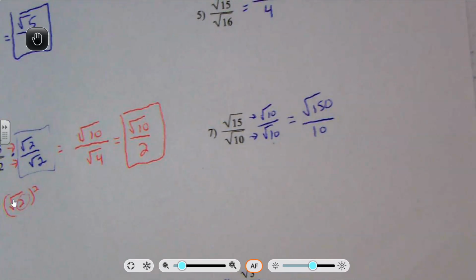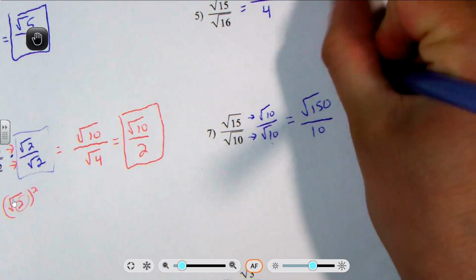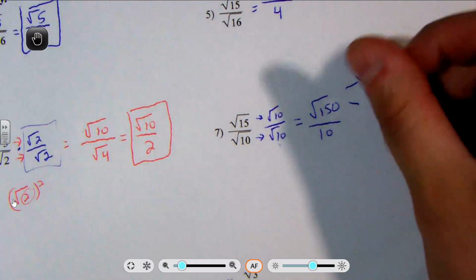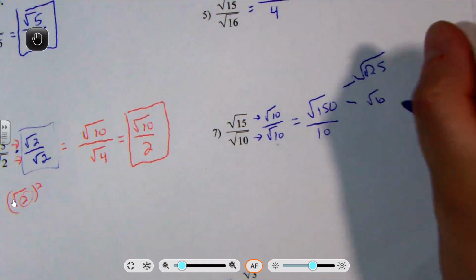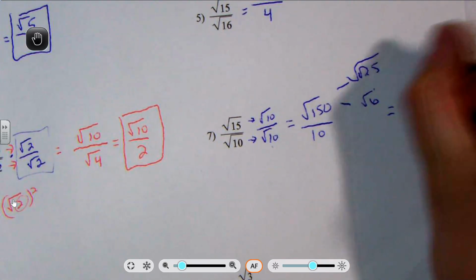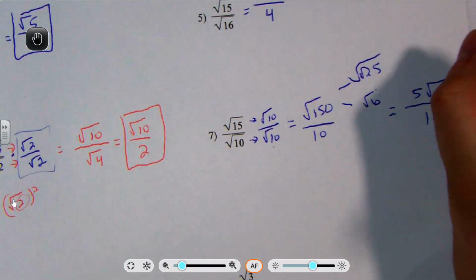So 25 and 6. So I can rewrite this as 25, it's an ugly looking 2, my bad, and then times the square root of 6. So the square root of 25 is just 5. So I have 5. Still have the square root 6, and I still have the 10. So we have to be careful.